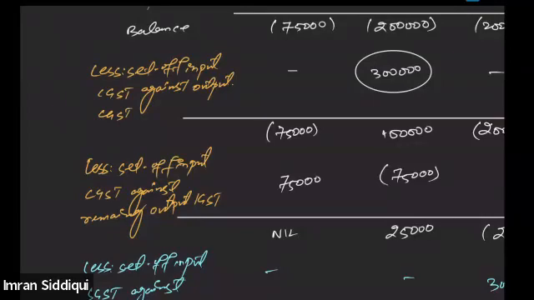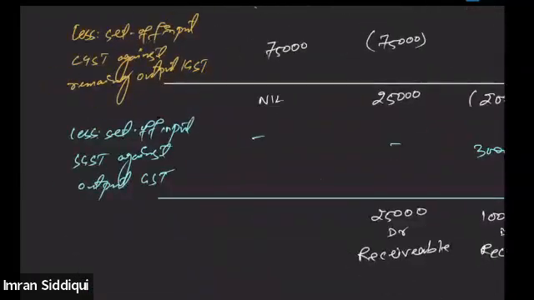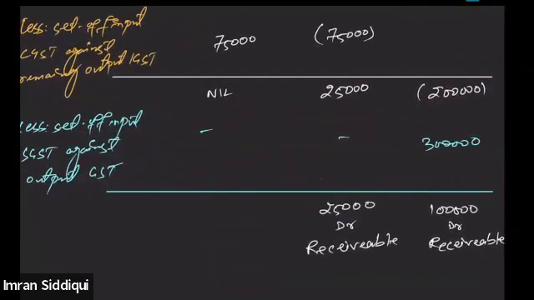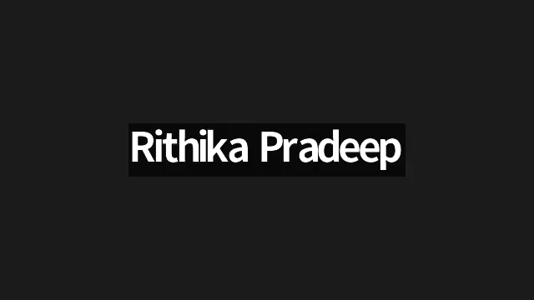And one last entry will be required to show the set off of the SGST, and the entry for that will be output SGST account debit to input SGST account 2 lakh. Tell me if you want me to show you the entries for the same, or whether you will be able to do it on your own or not. Manisha, Ritika, what do you think? You will be able to do this? Yes, sir.